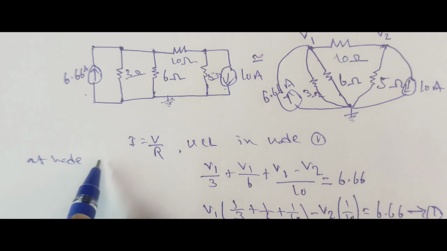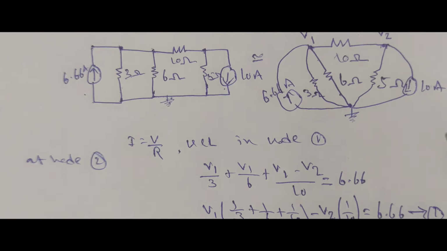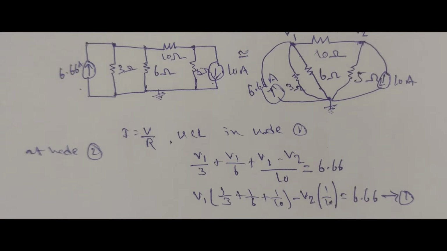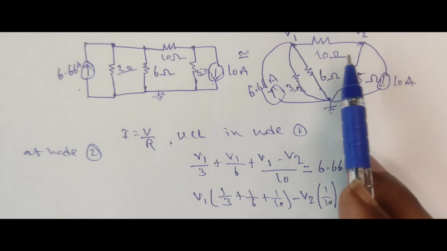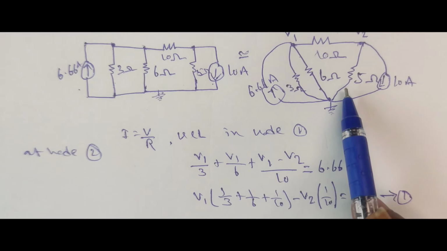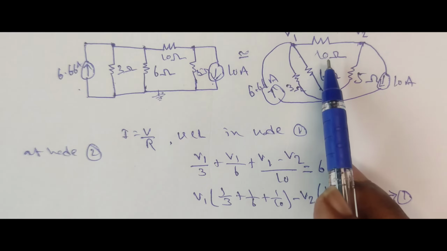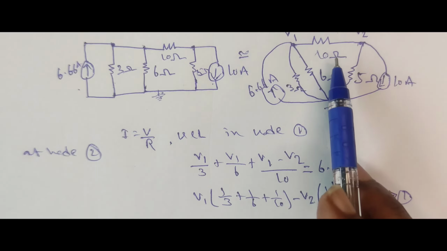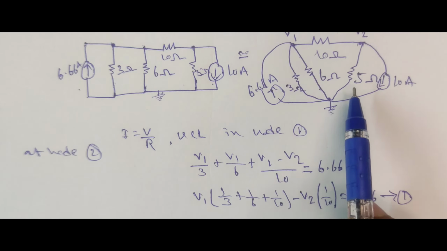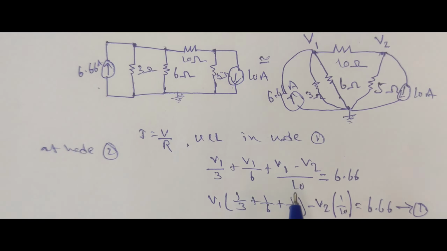At node 2 we need to check how many resistances are present. Here we have only 2 resistances. The 5 ohm is independently connected, but the 10 ohm is connected between 2 nodes. So for this one alone we need to take (V2 minus V1) by 10, and for this one V2 by 5. So I am writing it over here.